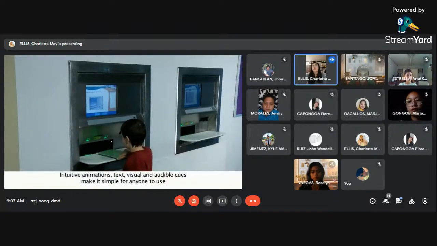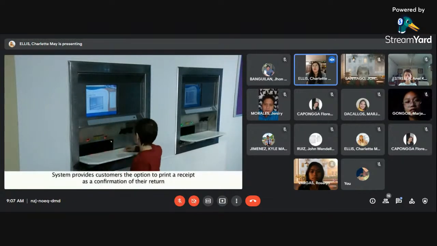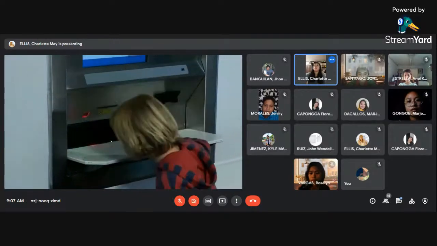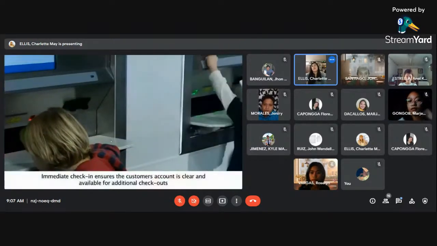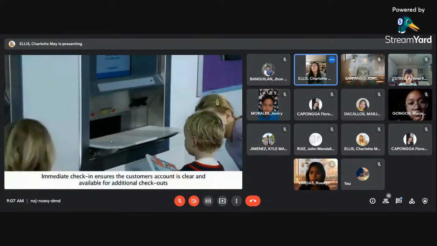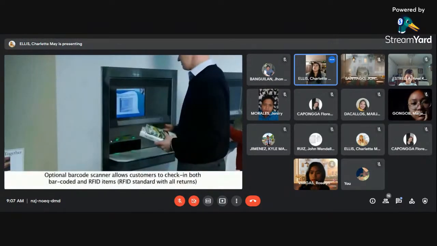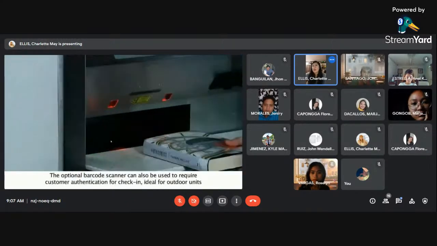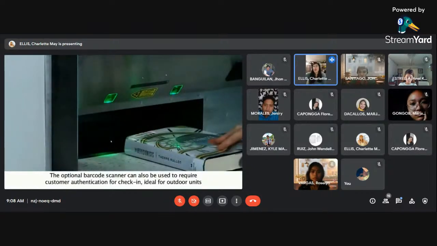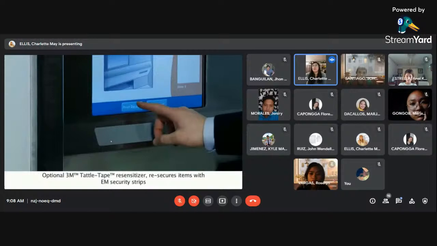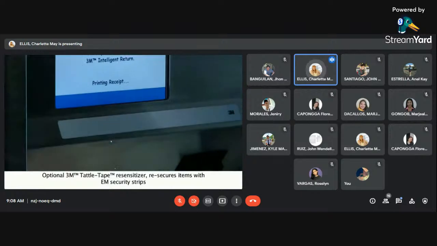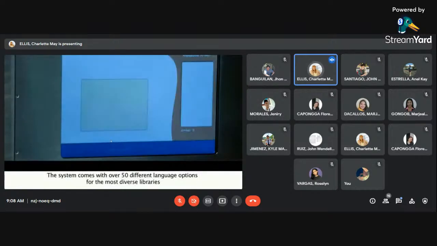So ayan yung nakikita niyo po dyan. Yung katulad lang din nung kanina, yung kapag nag-return. Kapag naglalagay ng books, kailangan yung una yung nasa taas yung on the top part po ng book. And then may receipt po na lalabas kapag pinindot mo yung printing receipt.